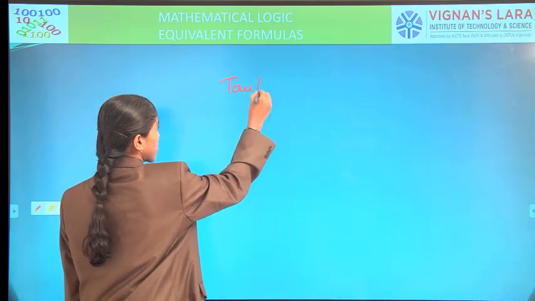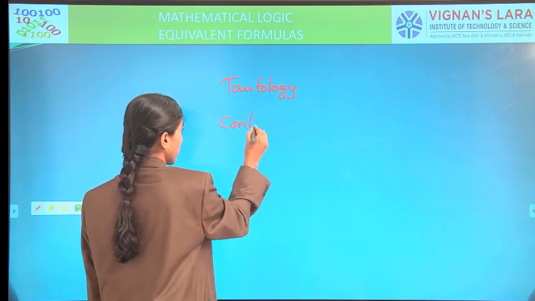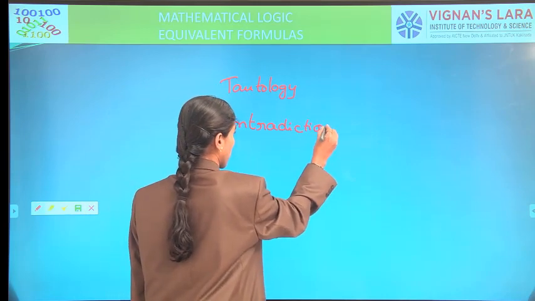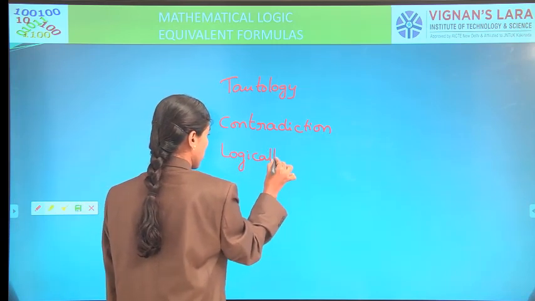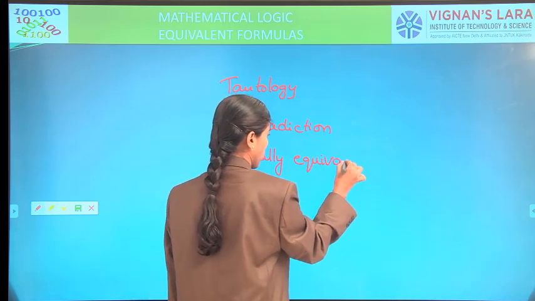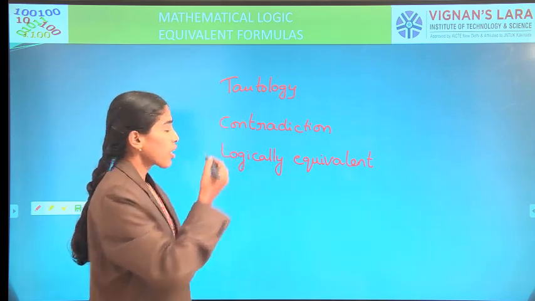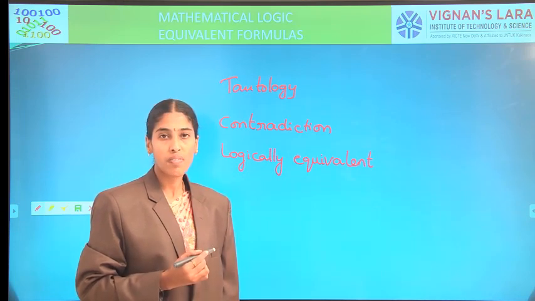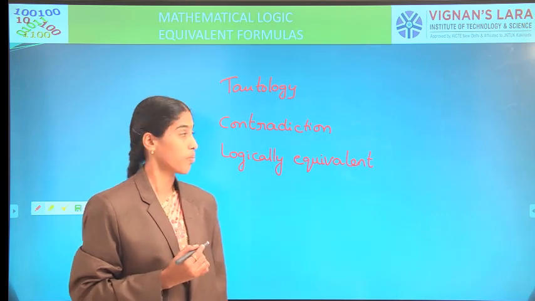So already we discussed the topics of tautology, then contradiction, and then logically equivalent. Tautology means a proposition is said to be a tautology if it is true always for all possible combinations of truth values of the given proposition.